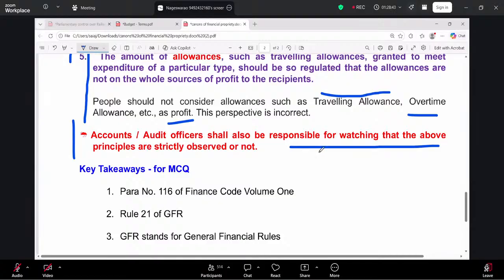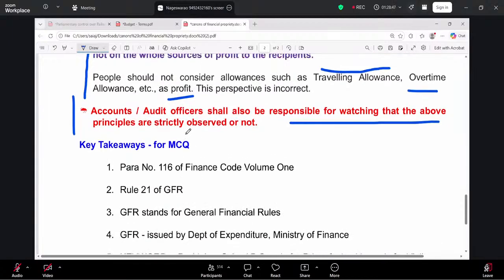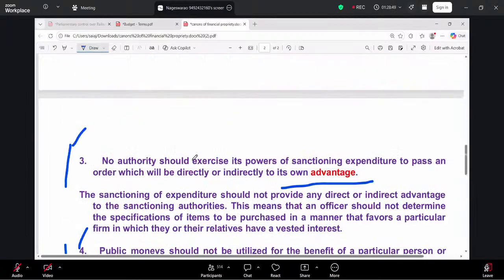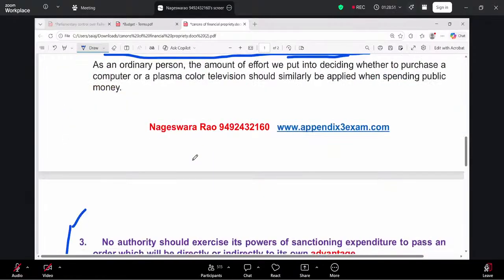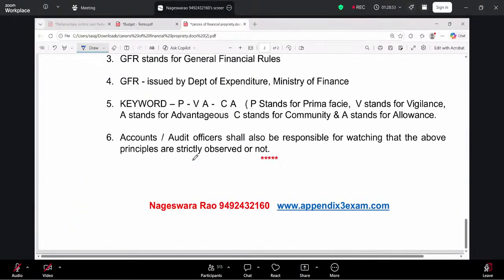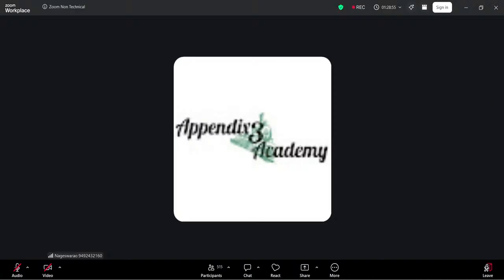While concurring any proposal, the accounts officer should check all these principles while checking any executive proposal. We'll discuss all these things tomorrow morning in the MCQ practice, and not only this, we will also discuss the previous question papers, both. Okay.